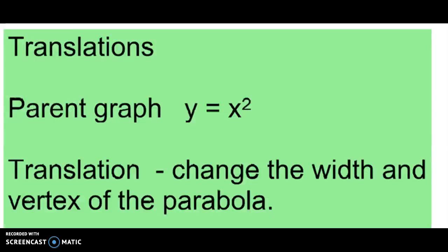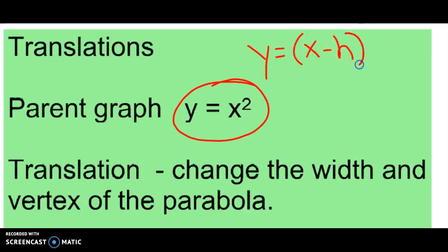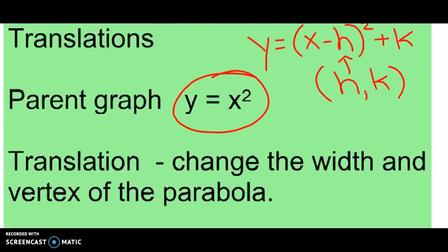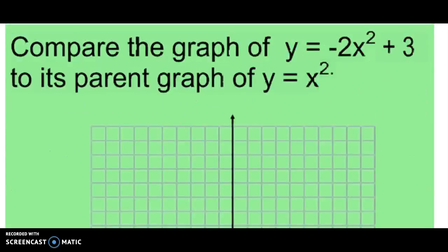Okay. Now, do you remember what a translation was? We would have the parent graph, y equals x squared, and then we have that formula that you learned where you had to translate it h spaces to the left or right, and then k spaces up or down, and your vertex was (h, k). And remember that this number is always the opposite of your vertex number. So let's go and look and see what we can do with that.